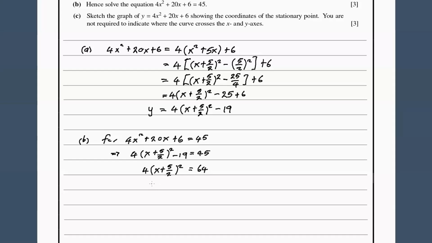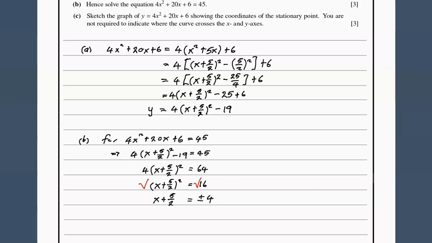Dividing both sides by 4, we'll be having x plus 5 over 2 squared is equal to 64 divided by 4, which is 16. From here, we are going to square root both sides. And if we do, we'll be having on the left side x plus 5 over 2, and it's equal to plus or minus 4.